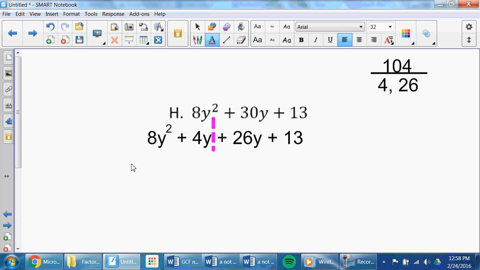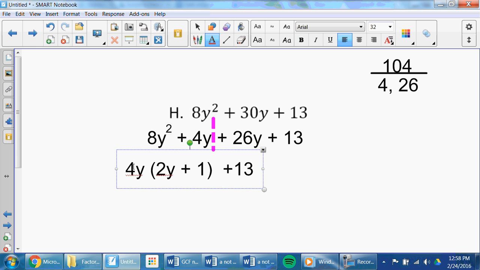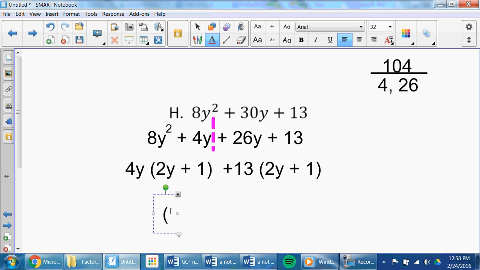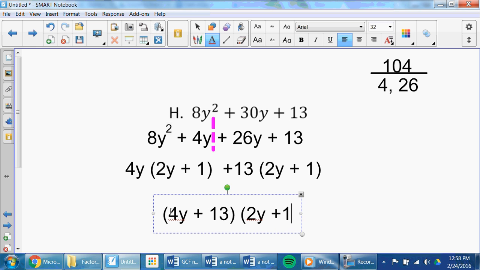I factor out the front. I get 4y as my GCF. That leaves me 2y plus 1. And I would take out plus 13. And that would leave me 2y plus 1. Those are both divisible by 13. My final factors are 4y plus 13 and 2y plus 1.